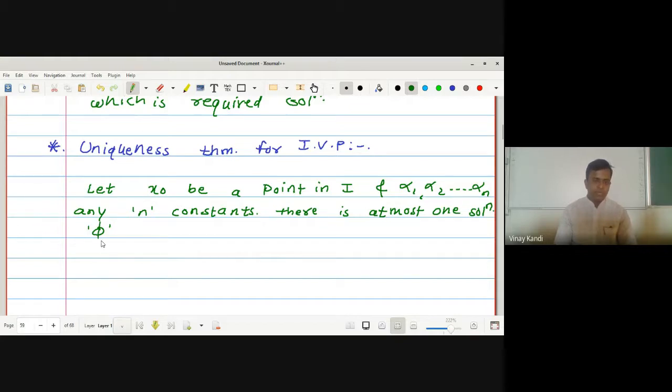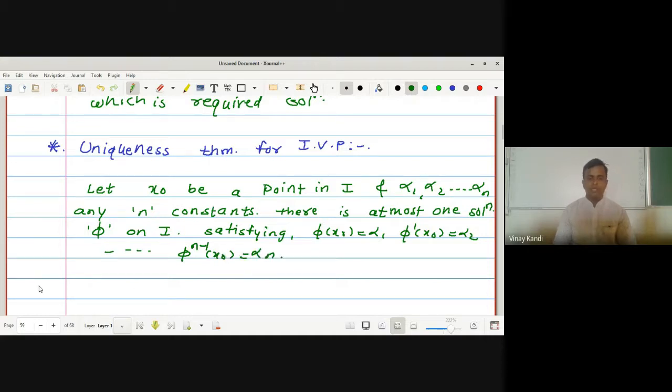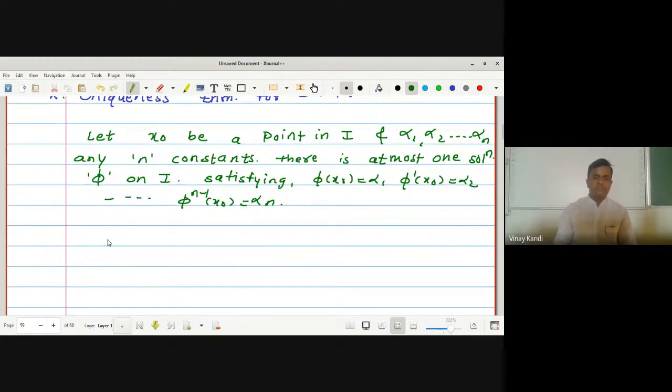That is, phi on I satisfying the conditions phi of x naught is equal to alpha 1, phi dash of x naught is equal to alpha 2, up to phi raised to n minus 1 of x naught is equal to alpha n. Okay, now look at the proof.